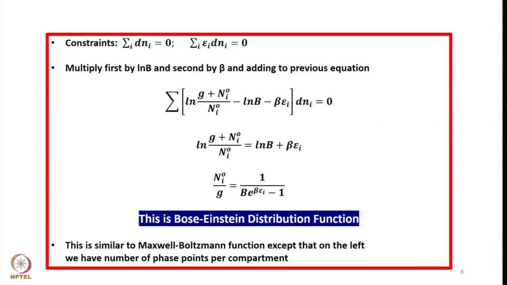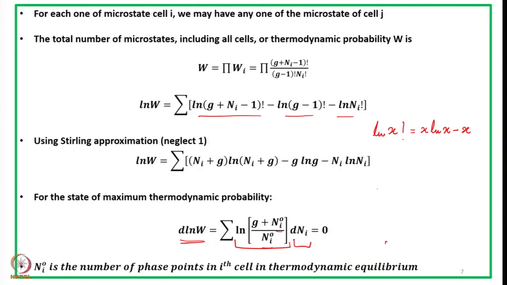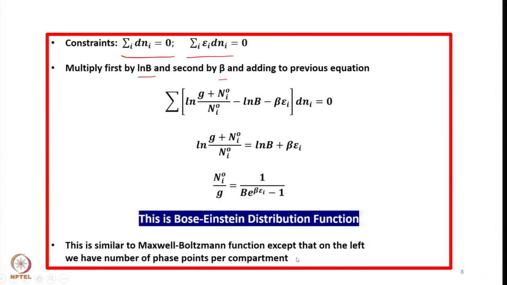What is that method of undetermined multiplier? For that, you need to have constraints. One constraint is the total number of phase points has to be the same. That means all changes in the number of phase points, dNi, should add up to 0. Second, summation Ei dNi should be 0. These are the same things which we discussed in Maxwell-Boltzmann distribution. There we multiplied by alpha and minus beta. Here we will multiply by log b and beta. Of course, if you go back, we are adding here and you are adding minus log b minus beta Ei, and now you treat this as 0.